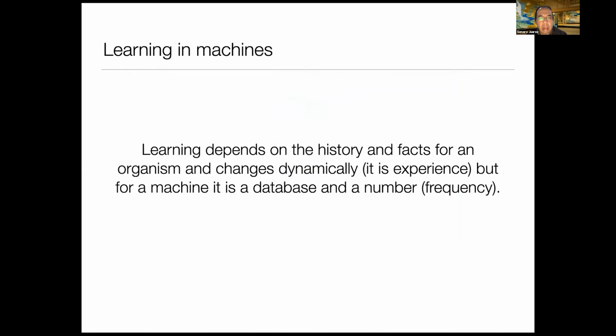Learning in machines. Well, learning depends on history and facts for living organisms, and this changes dynamically. It is the experience. But for a robot, it is a database and a number, which is the number of experiments in these robots. This is the frequency: the higher the frequency, the more useful the database is to talk about learning in machines.